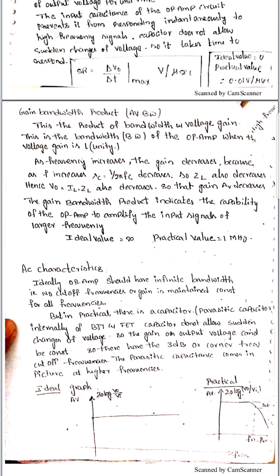The gain bandwidth product indicates the capability of the op amp to amplify input signals of larger frequency. Ideal value is equal to infinity. Practical value is equal to 1 megahertz. Now coming to the AC characteristics.